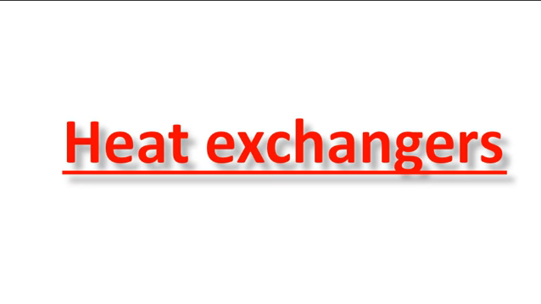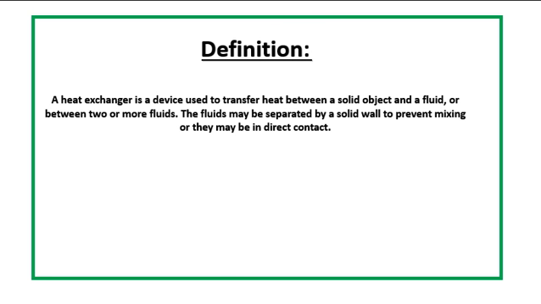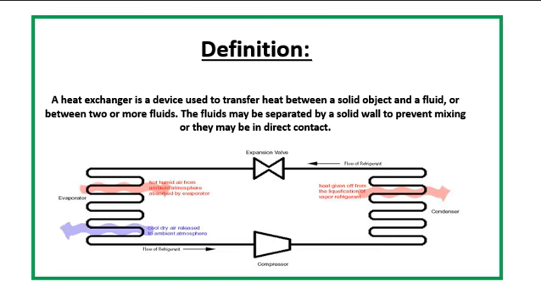If we go by the definition, a heat exchanger is a device used to transfer heat between a solid object and a fluid, or between two or more fluids. The fluids may be separated by a solid wall to prevent mixing, or they may be in direct contact. In short, it is a device for transferring heat from one medium to another.